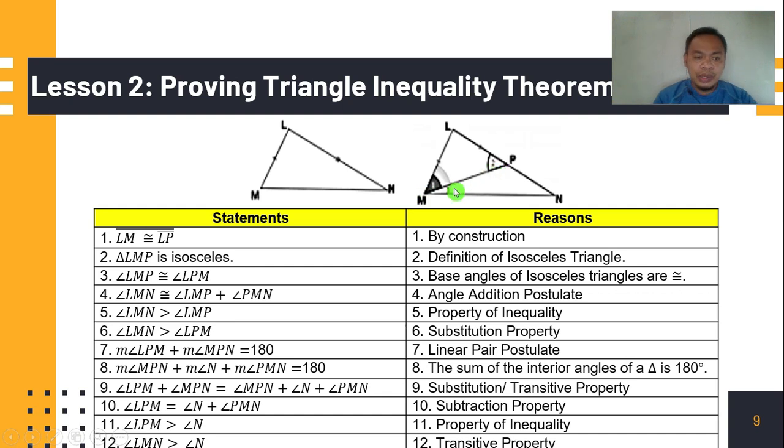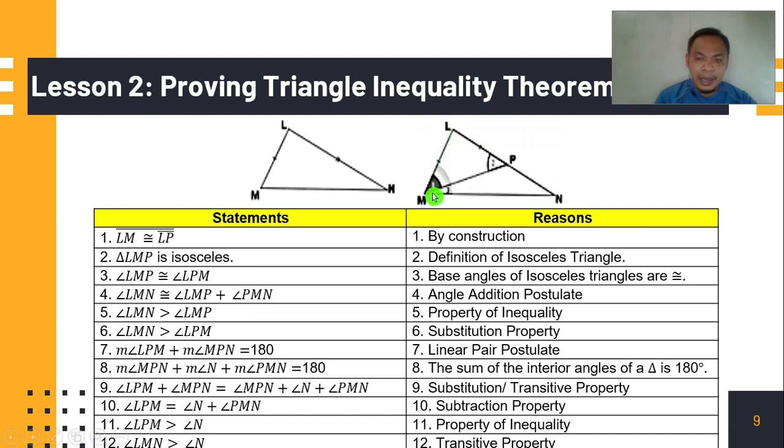And then, triangle LMP is now an isosceles triangle. Bakit isosceles? Di ba, two sides are congruent. This one, LM and LP. So, that is the definition of isosceles triangle. And then, angle LMP is congruent to angle LPM. Yes, because base angles po sila ng ating isosceles triangles. Diba? Kapag meron tayong isosceles triangles, ang ating base angles ay congruent.